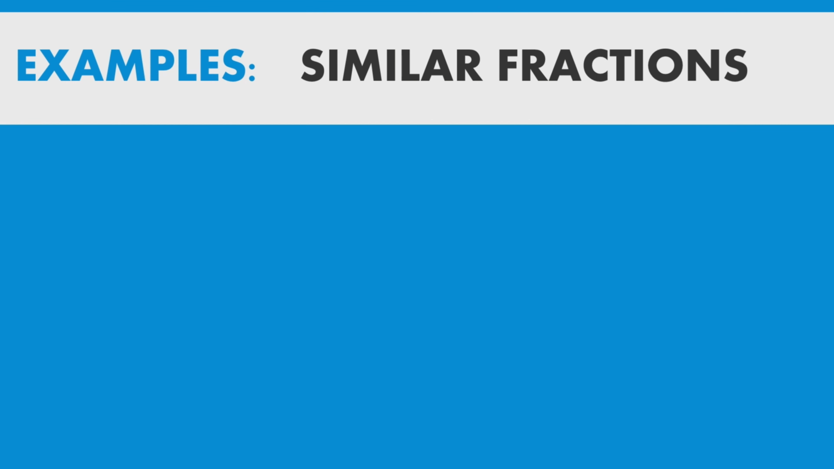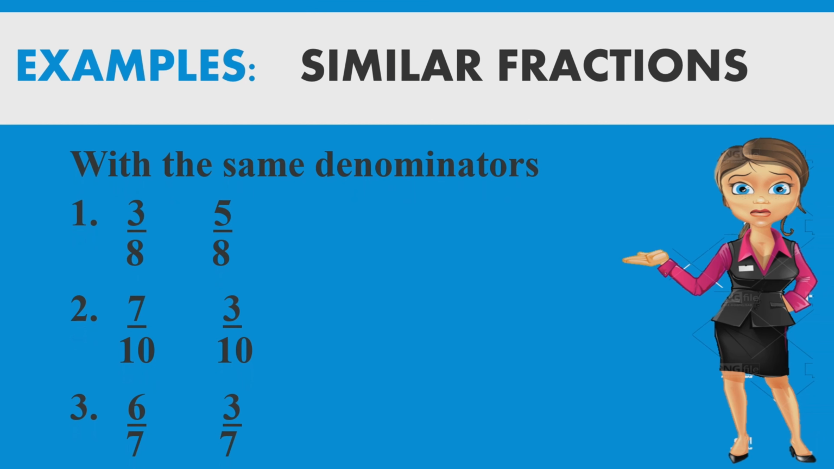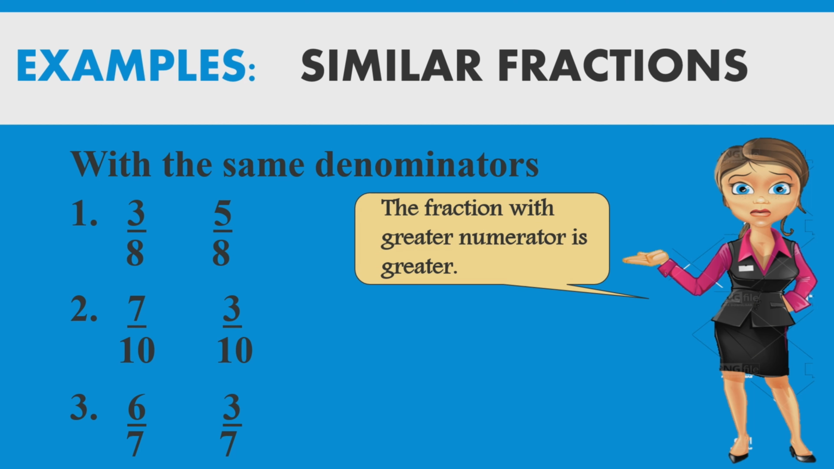Let us have examples for similar fractions. Remember, class, that similar fractions are fractions with the same denominators. And the fraction with greater numerator is greater. So let us compare number 1. 3/8 and 5/8. So since 5 is greater than 3, we can say that 3/8 is less than 5/8 because 5/8 is greater than 3/8.